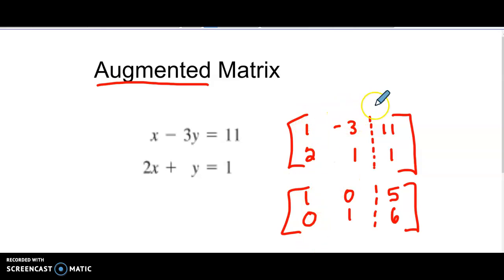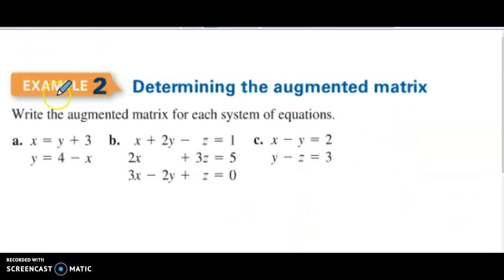If this is x minus 3y equals 11 and 2x plus 1y equals 1, then this would be read x plus 0y equals 5. This would read 0x plus 1y equals 6. So if I get it to look like this with a diagonal of 1s and a diagonal of 0s, I actually have the answers right here. X is 5, y is 6. So I want to take these numbers and turn them into these numbers. Okay, and I do that by row operations, which we will get into next.